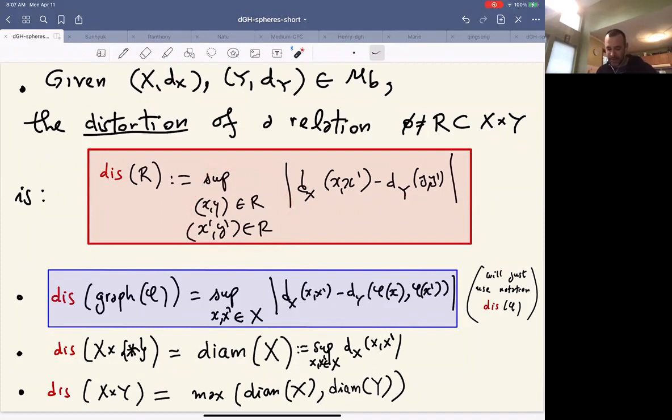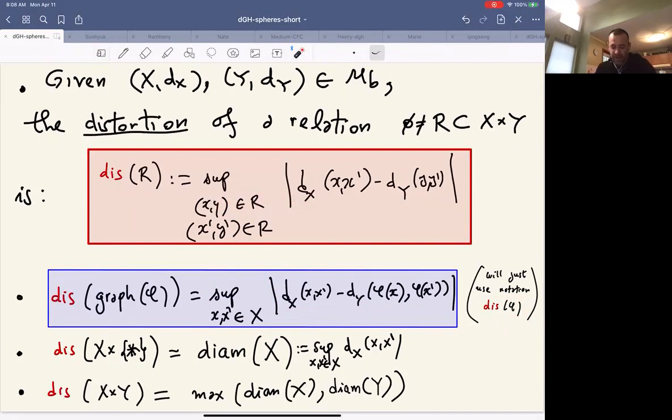In the same way, if you apply this, you get a notion of distortion for the graph of a function. This expression simplifies because all the y's that appear are of the form phi(x). So you're really taking the supremum over x and x' in X of the difference between d_X(x, x') and d_Y(phi(x), phi(x')). I might just denote that by the distortion of phi.